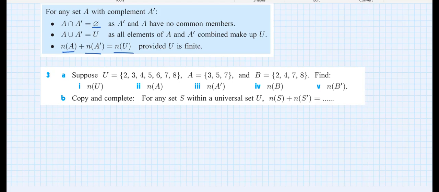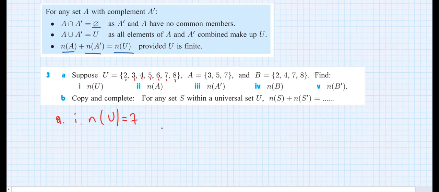Question number 3. What does it say? You have the universal set with these numbers from 2 to 8. You have a subset A: 3, 5, and 7, and the set B: 2, 4, 7, 8. Find the number of elements. So let's try to answer the first question, the number of elements in the universal set. We just need to count how many elements there are: 2, 3, 4, 5, 6, 7, 8. So the number of elements in the universal set is 7.